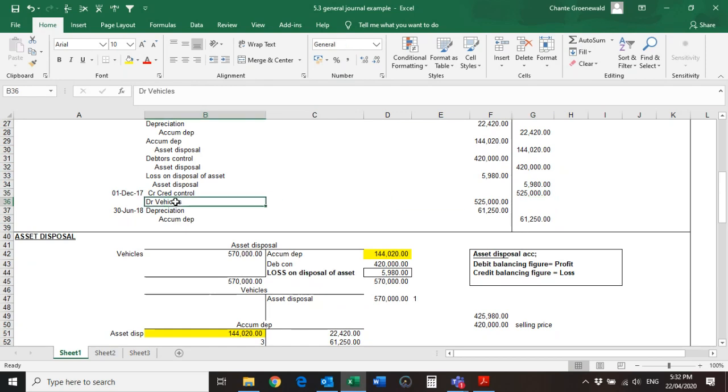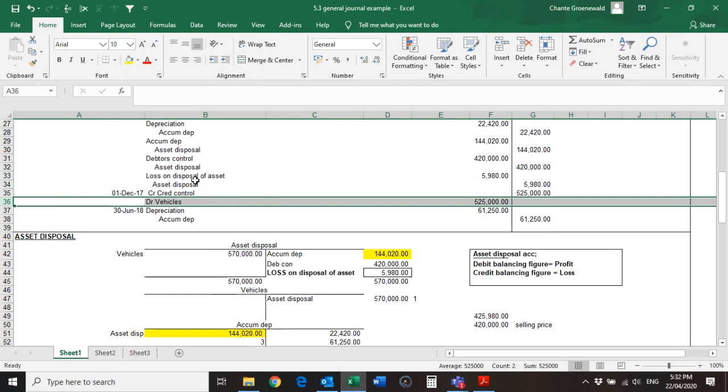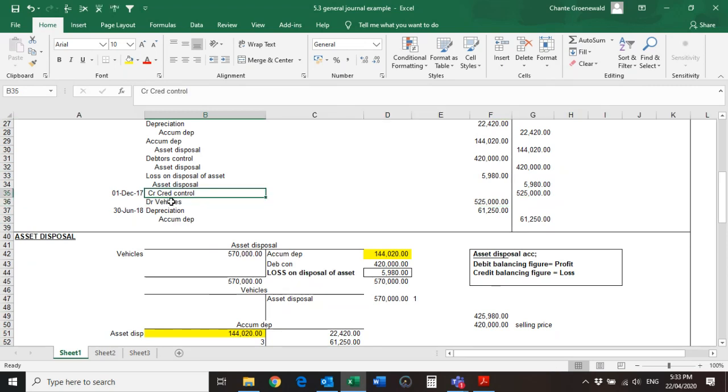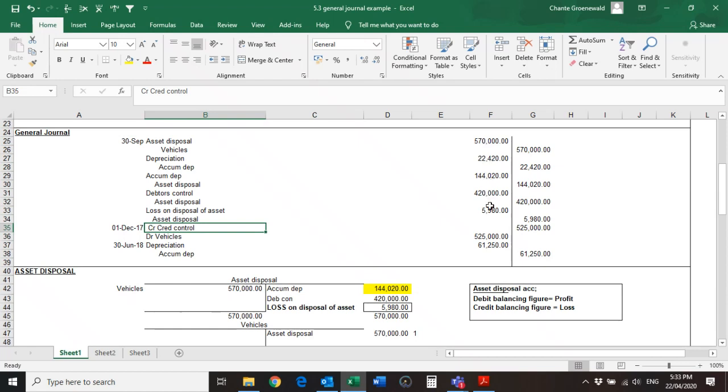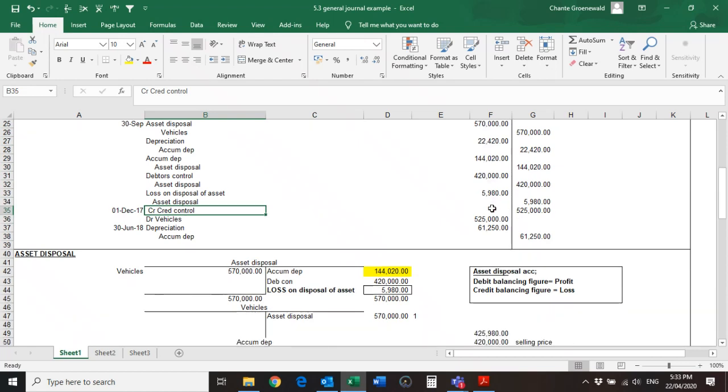So when I'm buying a new asset, what am I doing? I'm debiting vehicles. Here's a perfect example, I actually made a good mistake. If you did this, I'm going to give you wrong marks, because I'm going to assume that you debited creditors control and credited vehicles. Why would you write the credit first? The debit always gets written first. If you don't write it first, that's perfectly fine, but indicate it to me.